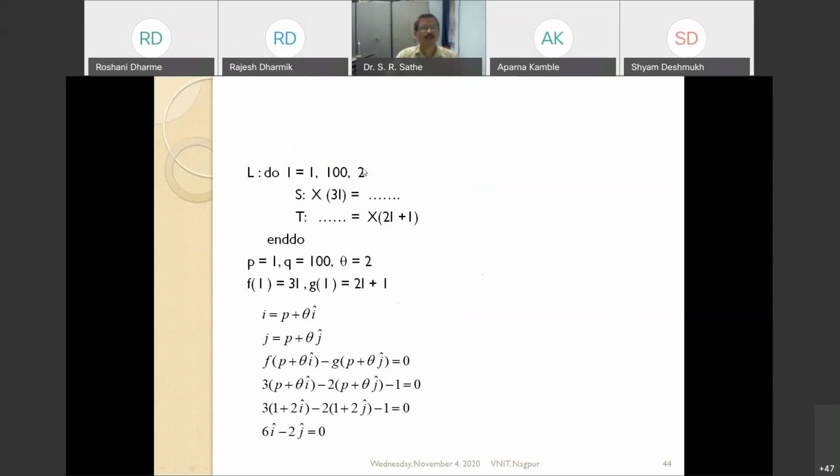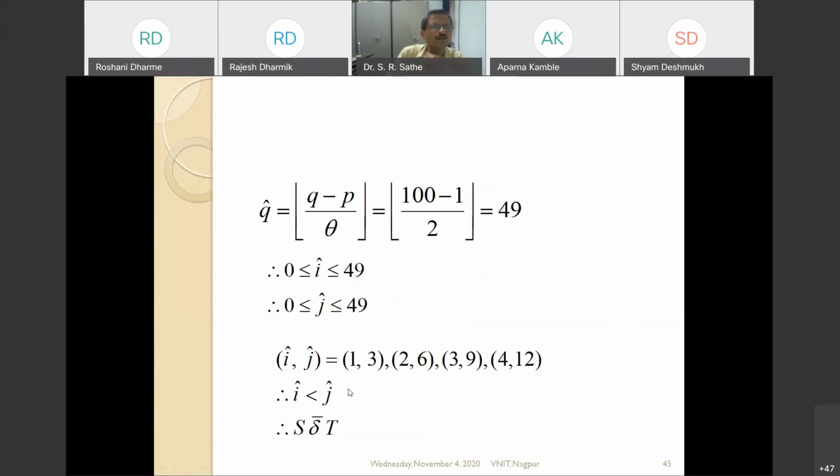Now we write the loop like this. In this case the equation becomes 6i caret minus 2j caret equal to 0, after simplification and putting in the values, because P is 1, Q is 100 and theta is 2. So 3 into (p plus theta I caret) minus 2 into (p plus theta j caret) minus 1 equals 0. Simplification gives this. Now the solutions will be 1, 3; 2, 6; 3, 9; 4, 12, like that.